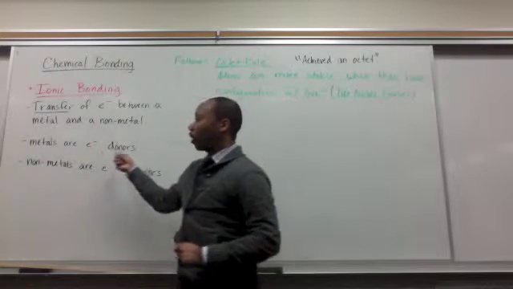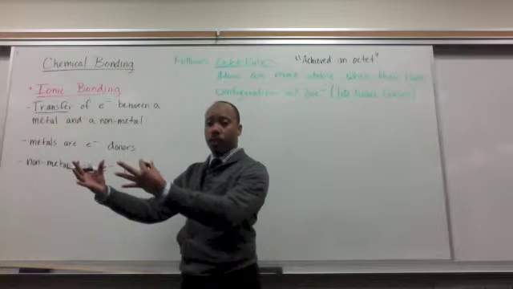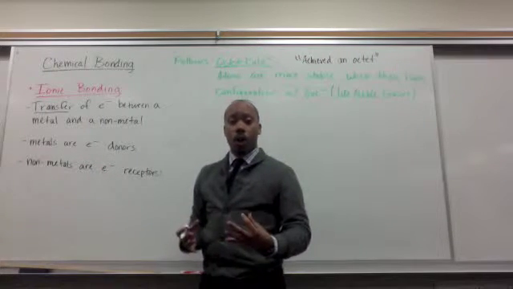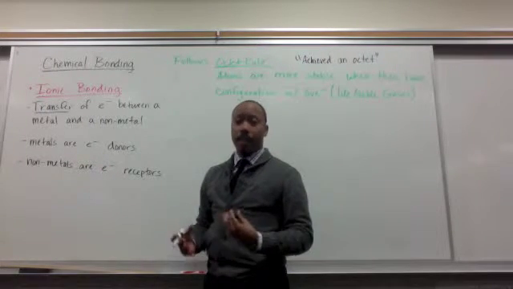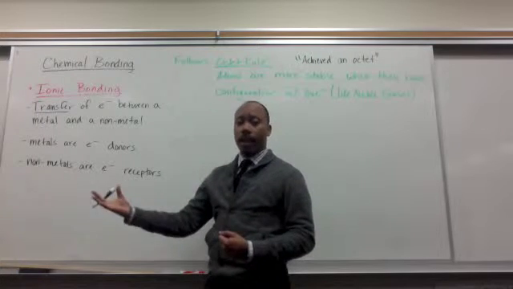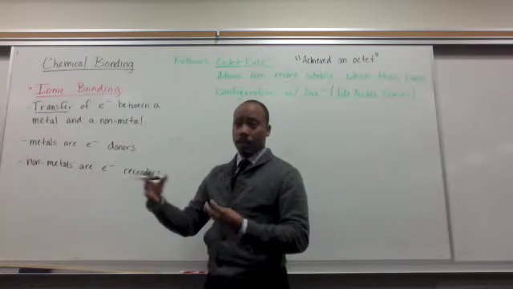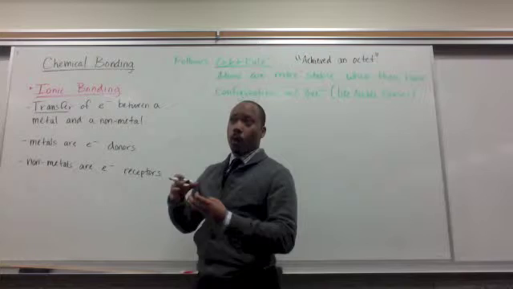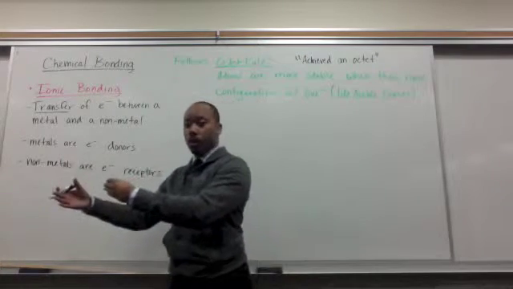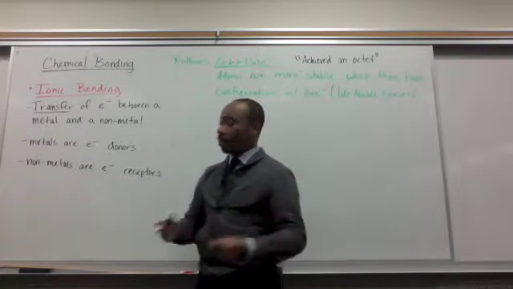Metals are the electron donors. They give the electrons away because they have a very low ionization energy. It does not take much energy to take those electrons away. They don't really want them, because it would require a lot more energy for them to gain more valence electrons than to lose the ones that they have.